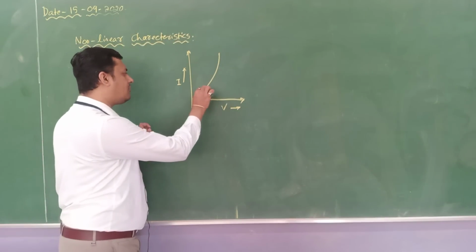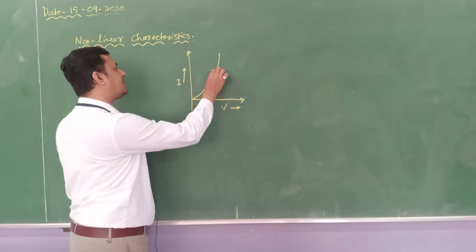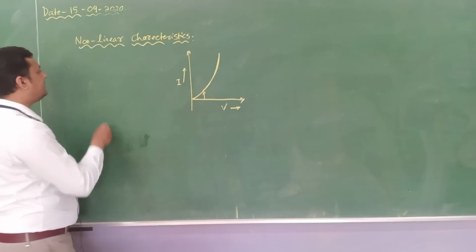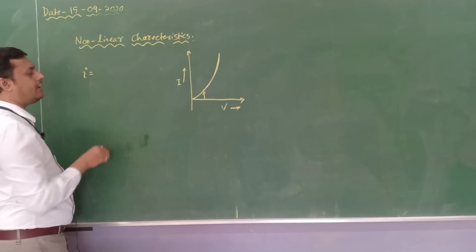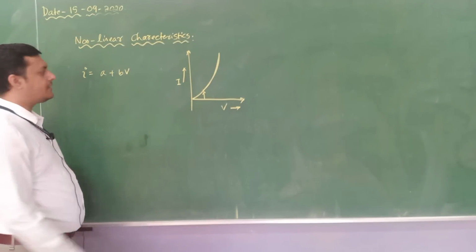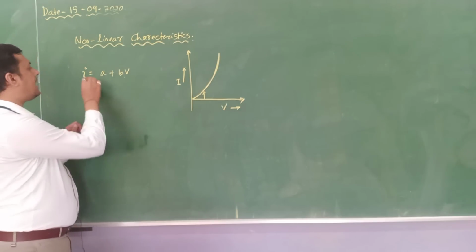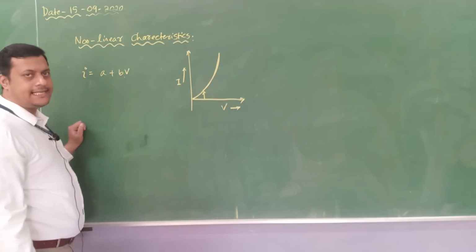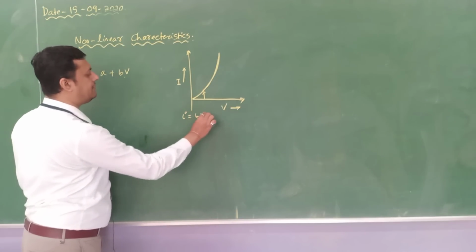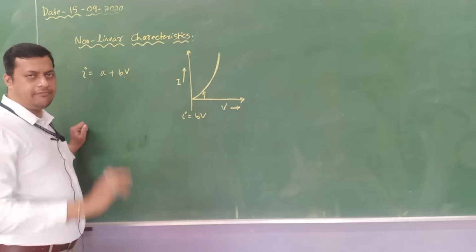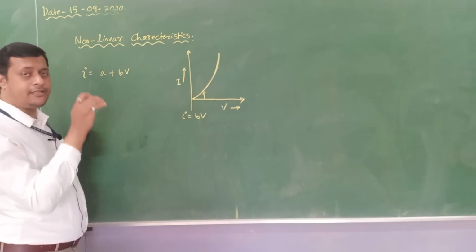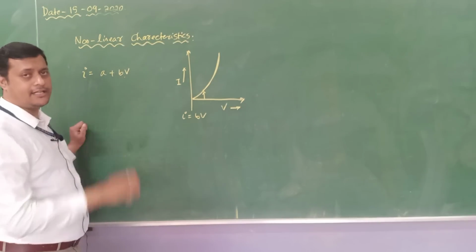That means less potential is provided so that maximum current can be drawn. Using this graph, I am deriving a relation, that is A plus BV. A plus BV means I is related with respect to V. If it is linear, I can say I equals BV, where B is our resistive value. But if it is nonlinear, it adds one more component so that with a minimum amount of potential, maximum current can be drawn.